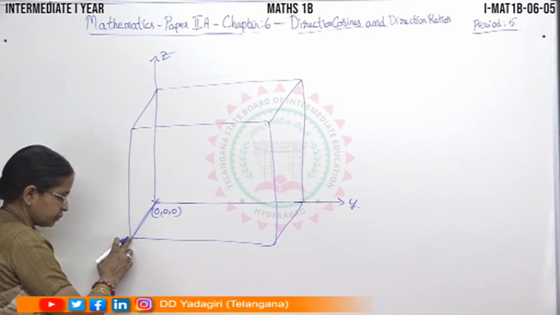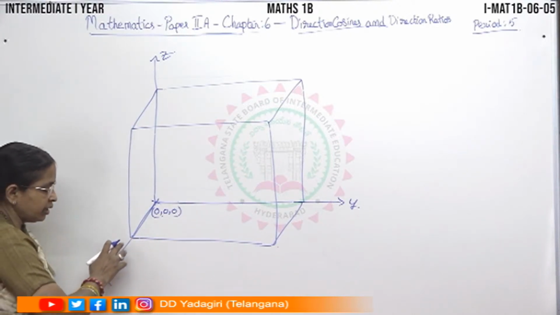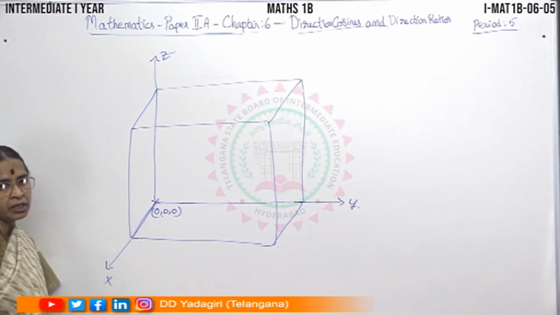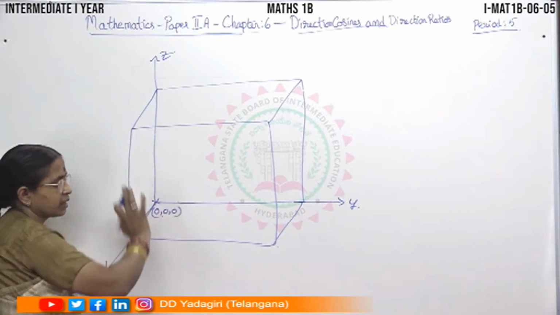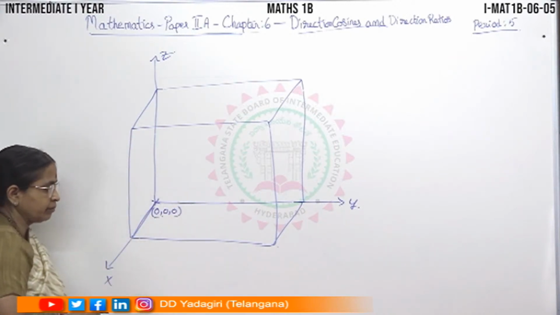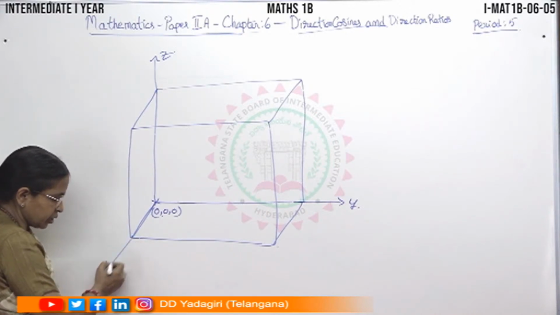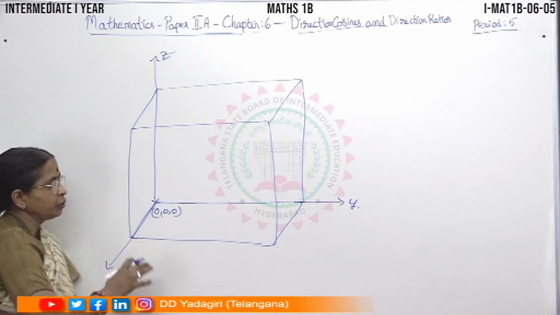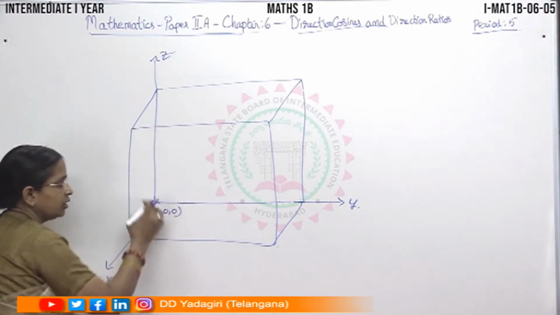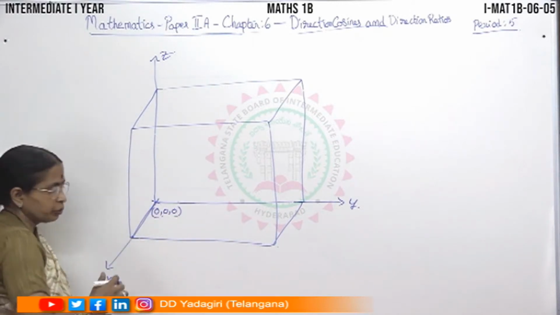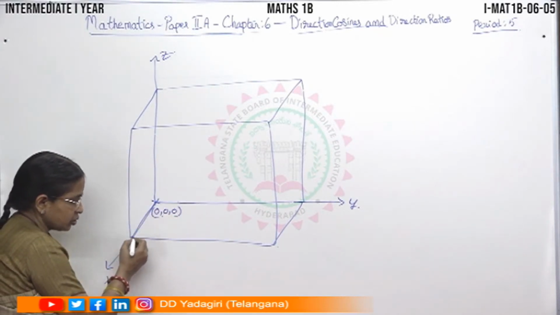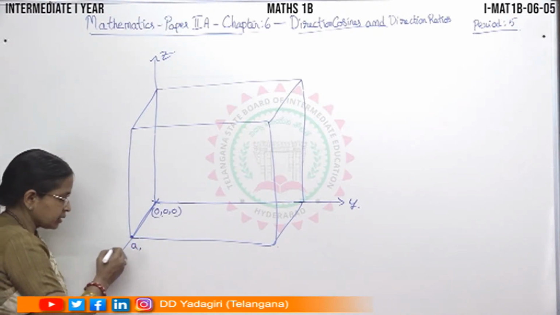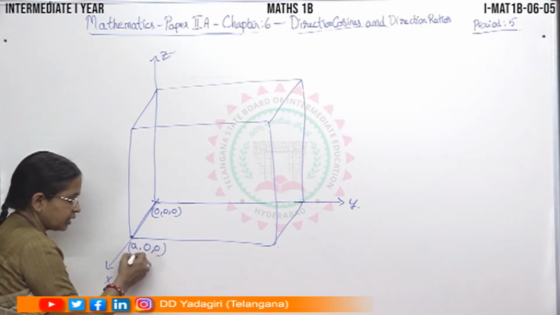Now this point is on x-axis. You have learnt in the coordinates chapter, in the first chapter, how to write the coordinates on coordinate axes, x-axis, y-axis, z-axis, and xy plane, yz and zx plane. So here this point is on x-axis. So suppose that this is a cube of side a units. So the length of this side is a. This side is also a. It is a cube, so here this length is also a. So x coordinate is a. Because it is on x-axis, y coordinate and z coordinate are 0.